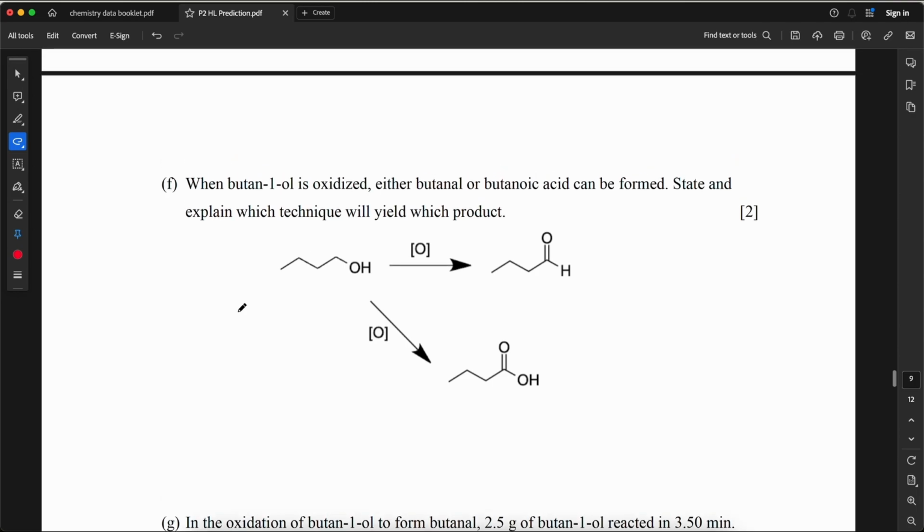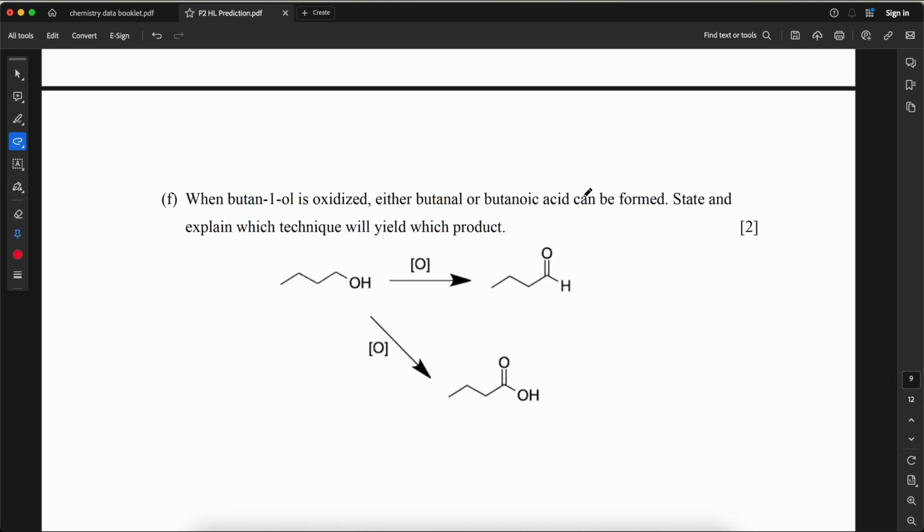When butan-1-ol is oxidized, either butanal or butanoic acid can be formed. State and explain which technique will yield which product. So this one is aldehyde, this one is carboxylic acid.